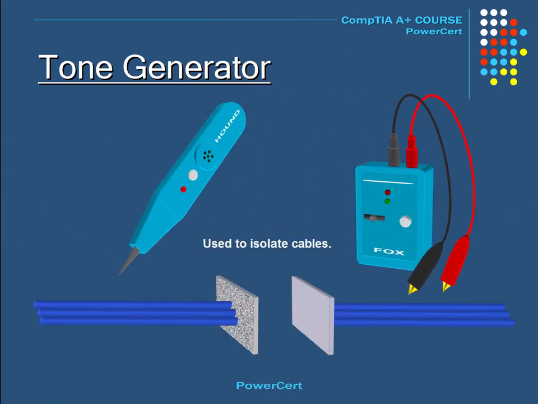And this tool is called a tone generator. And this is also known as a fox and hound. Now this tool is used for locating cables from one end to the other.